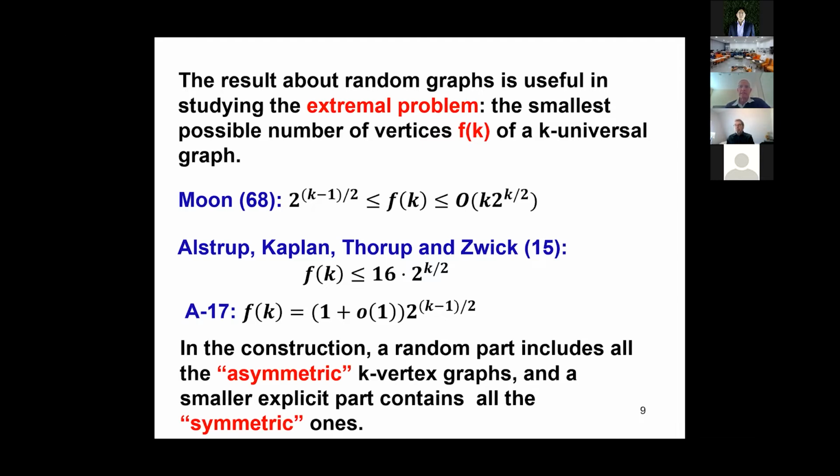And the construction uses the random part to include all the asymmetric k-vertex graphs, where asymmetric is defined appropriately. We want that no big subgraph of it will have too many automorphisms. And then there would be a smaller explicit part that contains all the symmetric ones. And again, here there would be some application of some tools from group theory. So this was an example where the random and the extremal problems are kind of connected to each other.